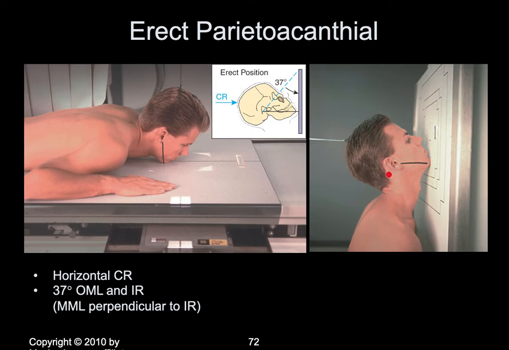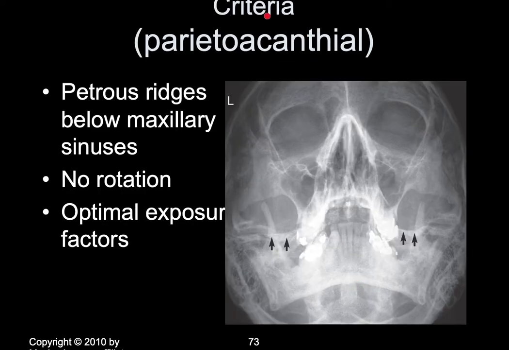Erect Parietoacanthial, it's the same thing. Your horizontal central ray, 37 degrees, OML and IR. MML is perpendicular to the image receptor. You're coming in here at the back of the skull, and you are exiting the acanthion, okay? So you can do it at the wall, you can do it at the table. Same setup for both of them.